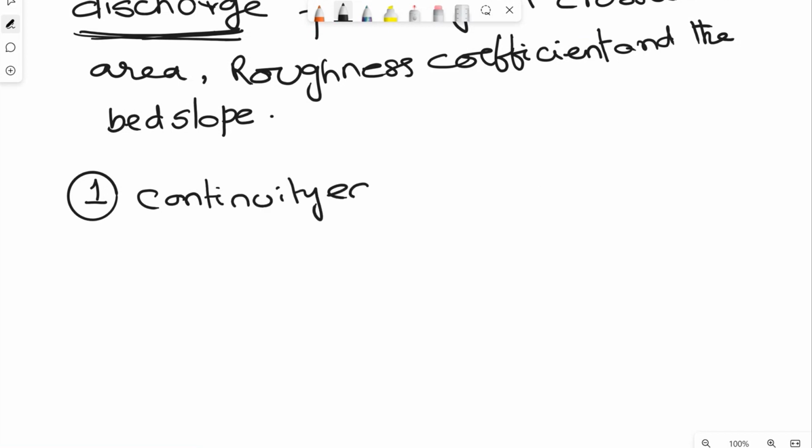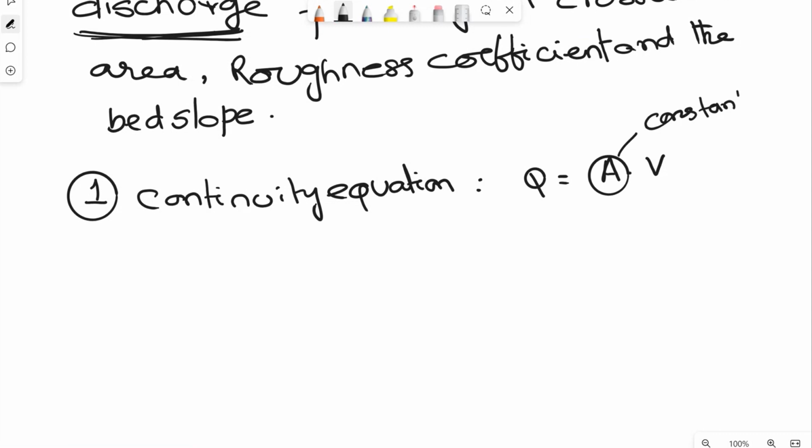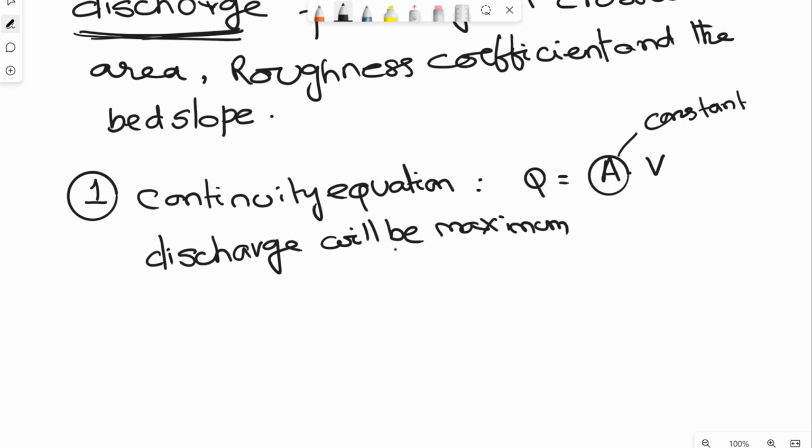For example, we know the continuity equation, which says that Q, the discharge, is equal to area into velocity, right? If A is constant, that's what we have mentioned, A is given. So when will the discharge be maximum? Discharge will be maximum if the velocity is maximum. This is what we require.